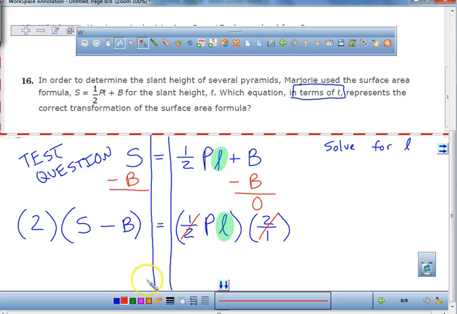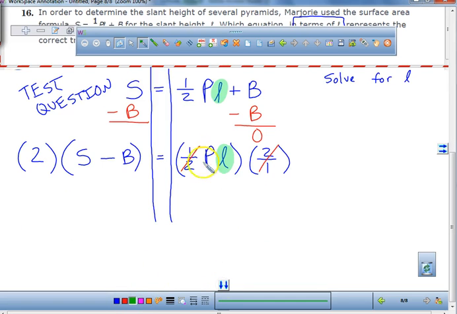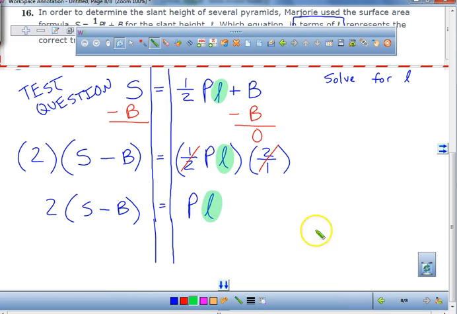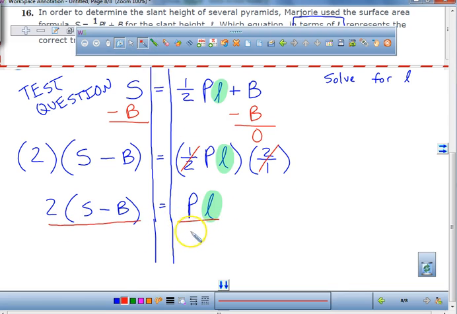Okay? And so what are we left with on the right hand side now? What do we have left? We have a P and a what? P and an L. Equals. Over here, what do we have? We have 2 times S minus a what? S minus B. All right? So what's our final, last step? If we're solving for L, what's our final step? That's right. Divide both sides by P. Just P. Because we want to keep the L.